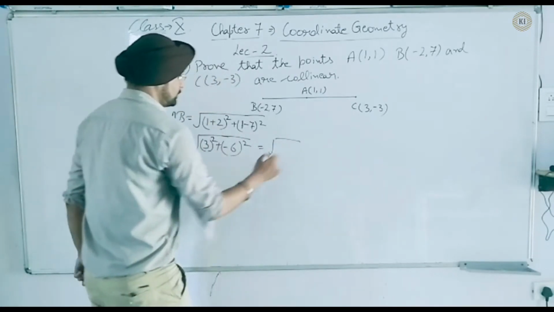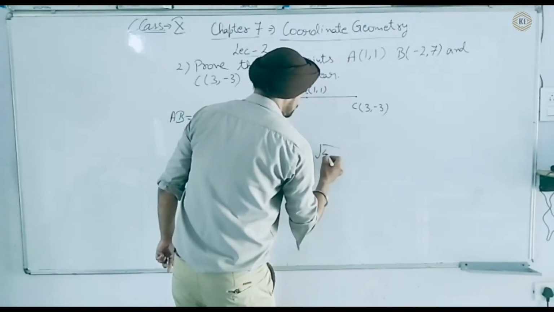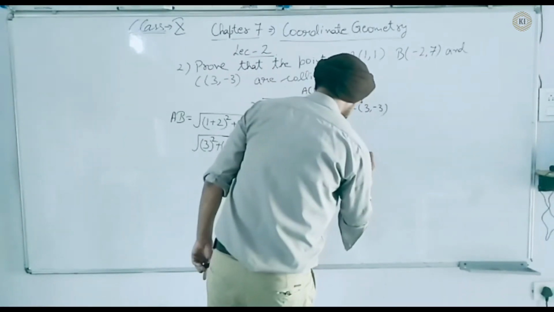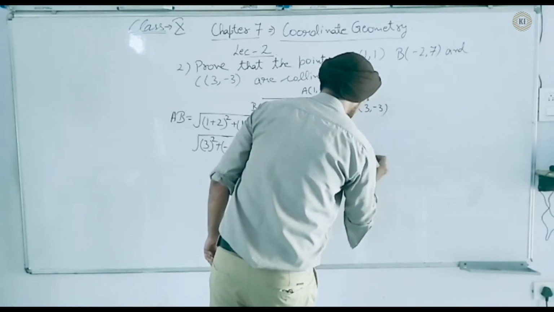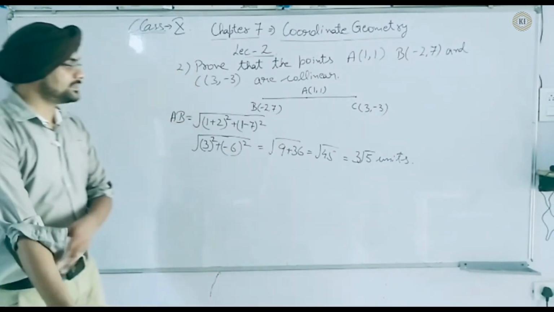Under root, 3 square is 9, 6 square is 36. It will come under root 45 units. So we can write here 3 root 5 units. So the value of AB is 3 root 5.